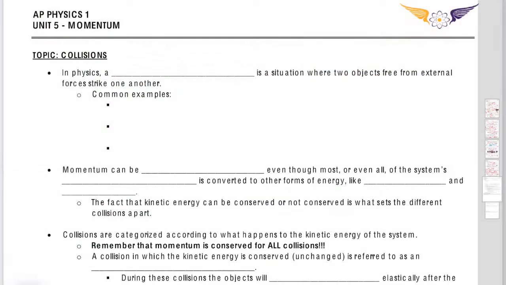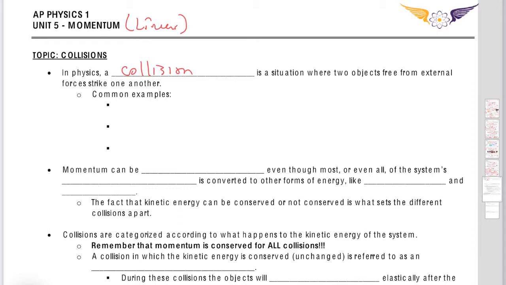Okay, so this is the last video for Unit 5. Remember, Unit 5 is focusing on linear momentum. This is a video on collisions. Before, we were talking about explosions towards the end of the prior video on conservation of momentum. So in physics, a collision is a situation where two objects free from external forces strike at one another.